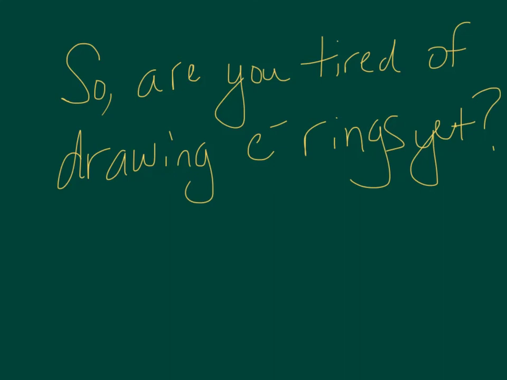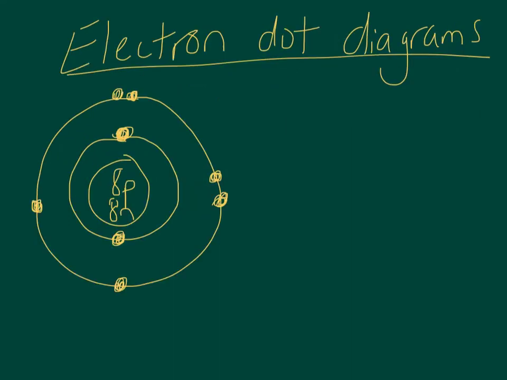So are you tired of drawing electron rings yet? You may have noticed there's a lot of repetition to this, and the electrons that are important are the valence electrons, or outermost electrons. Electron dot diagrams help us focus on just these outermost electrons, which are the only ones involved in bonding. So I'm going to show you the electron dot diagram for oxygen, and then I'll go through the process that you need to do that.